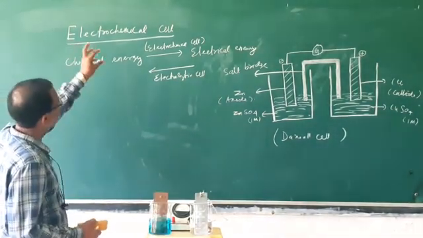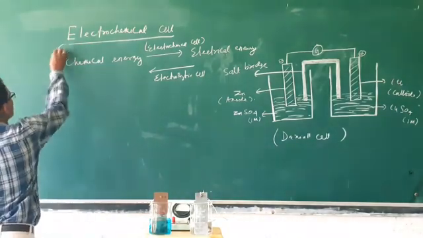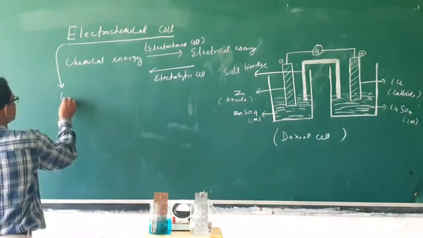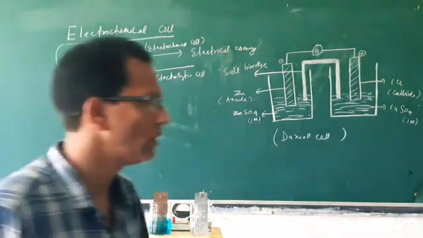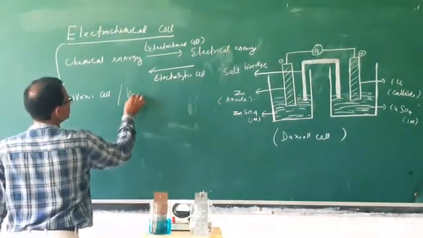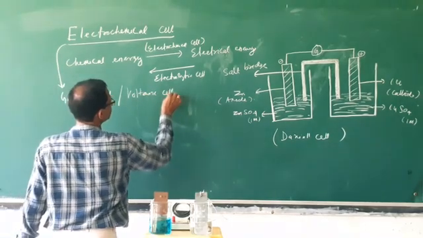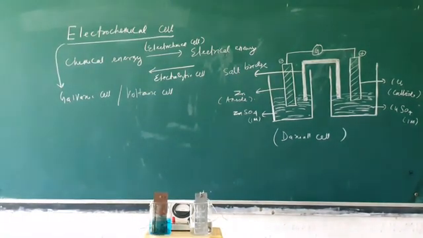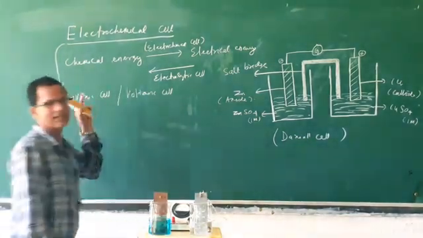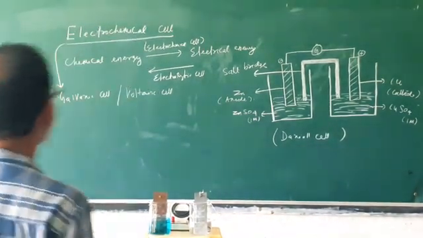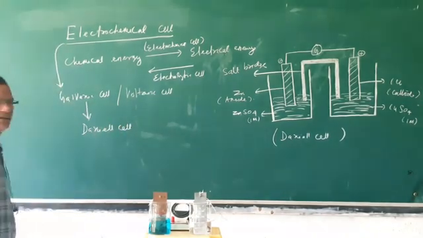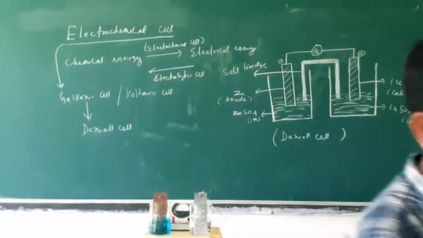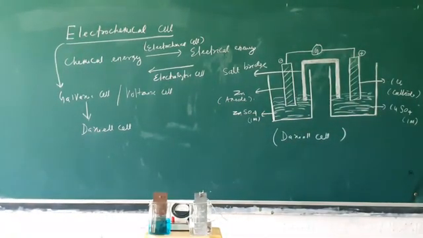This electrochemical cell is also called a galvanic cell or voltaic cell. A special type of galvanic cell, or electrochemical cell, is called the Daniell cell.